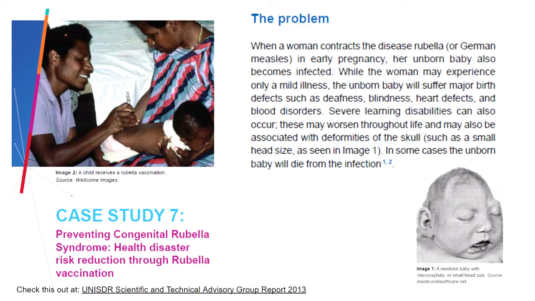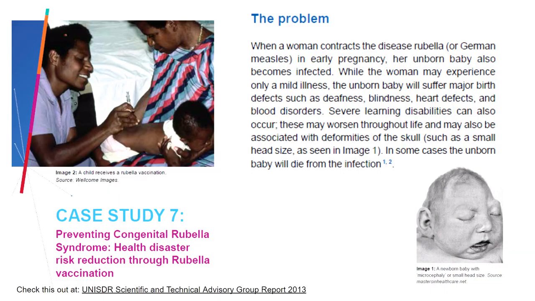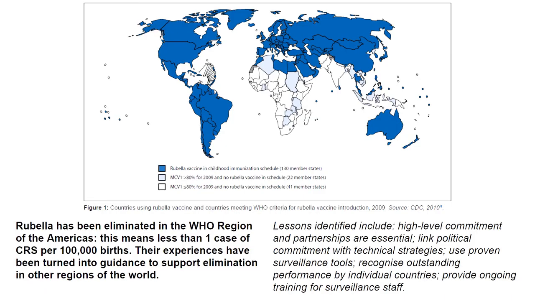This report from the UNISDR Scientific and Technical Advisory Group has other case studies on how science was able to save a lot of people from disaster, through disaster risk reduction. You could check those out, again linked in the description below.